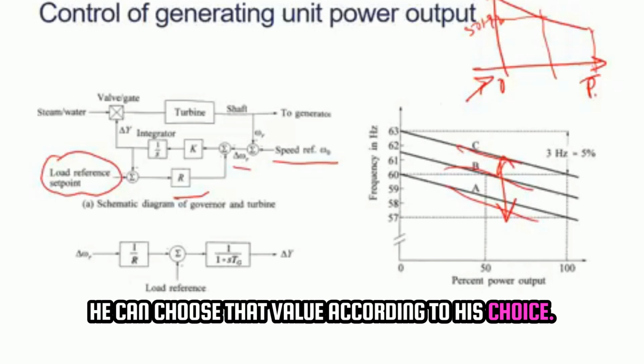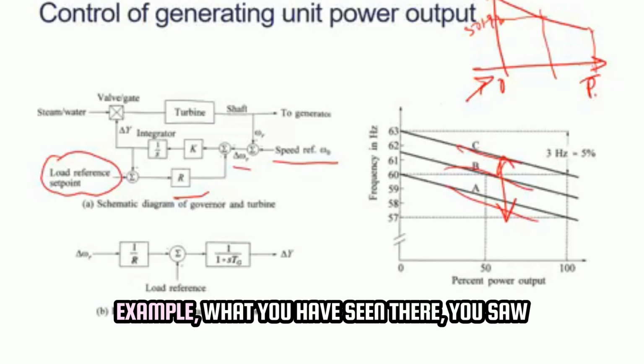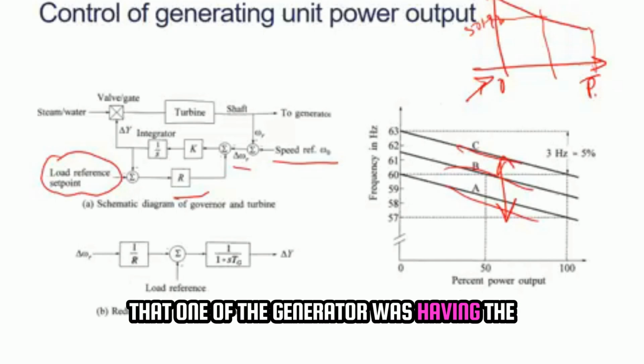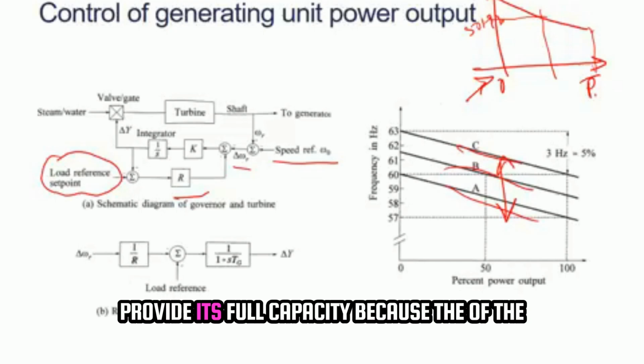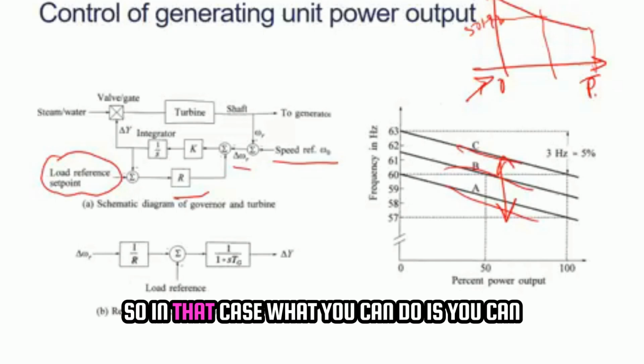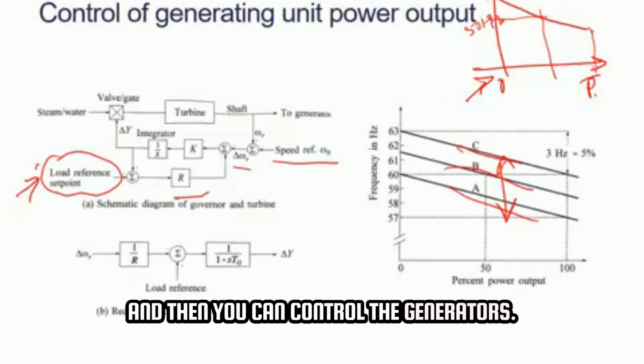He can choose that value according to his choice. In the previous example, one of the generators had the capacity, but still was not able to provide its full capacity because of the regulation. In that case, you can increase the load reference set point and then control the generators. Are you able to visualize that?